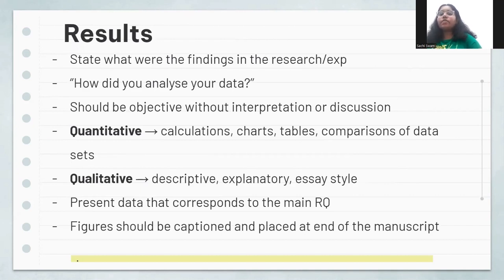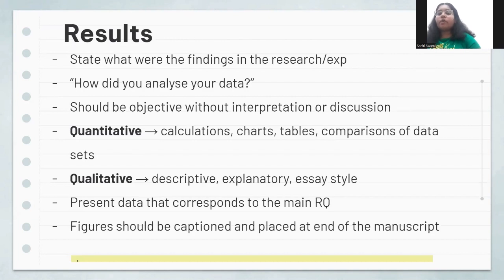Okay, next is the results section. This is a section where you put down what were your findings. You have to state your findings from the study or the research that you conducted. The bigger picture here is how did you analyze your data?